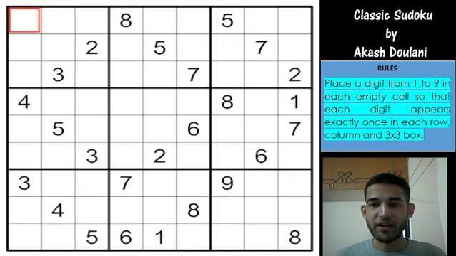Today's video will be on a classic Sudoku created by Akash Dulani. This Sudoku has been taken from his blog World of Sudoku, where he has posted close to 250 Sudokus, all handcrafted by Akash, and all of which have excellent solve paths. I've solved almost all the Sudokus from his blog, and I've really enjoyed solving them. He has also published 4 Sudoku books, and you can check out the same from his blog.